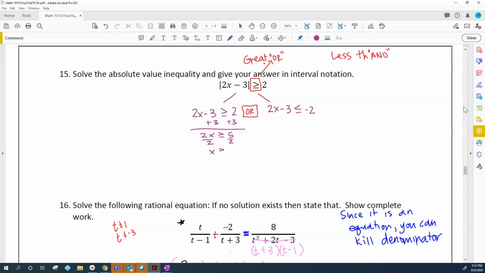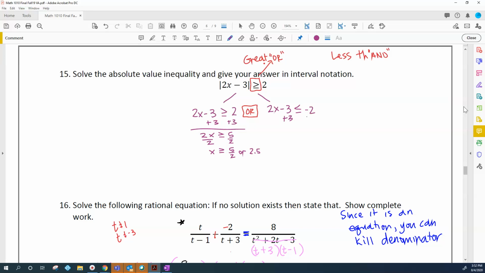So x is greater than or equal to 5 halves, or that would be the same thing as 2 1/2. Right? So either way is fine. Usually if it is a fraction, I'll just say to leave it in that fraction form, but sometimes changing it to a decimal will help you know where it's on the number line, so that can be helpful.